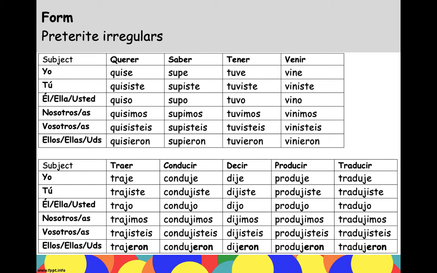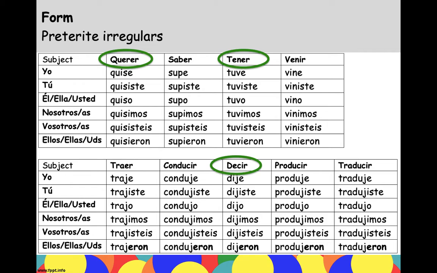And then the second page of irregulars, again, I wouldn't worry about learning all of them, but the three that I have circled there are probably the most useful. So querer, to want, and this again has that same pattern at the end, iste, o, imos, isteis, ieron, as you'll see most of them have that pattern, but your stem has changed from quer to quis, so Q-U-I-S is kind of the main thing you need to learn. So quise, I wanted, quisiste, you wanted, quiso, he or she or it wanted, etc.